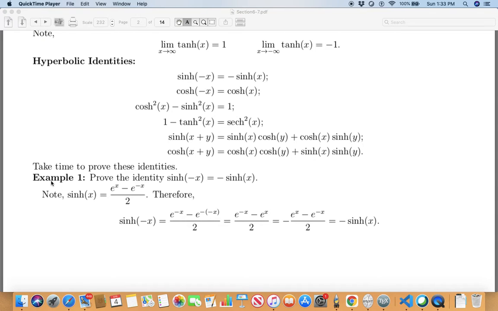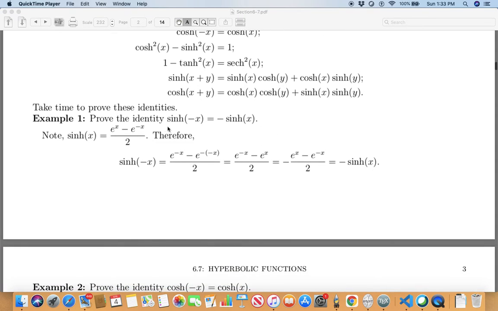Anyhow, let's continue with proving this. Example 1. Prove the identity sine hyperbolic of negative x is negative sine hyperbolic of x. Well, what is sine hyperbolic of x? It is e raised to x minus e raised to negative x by 2. Therefore, what is sine hyperbolic negative x? Wherever I see x, I place negative x in this formula. So e raised to negative x minus e raised to negative of negative x, the whole over 2.